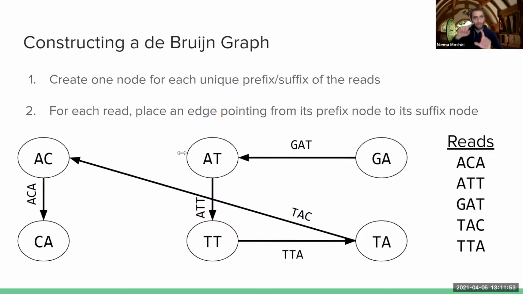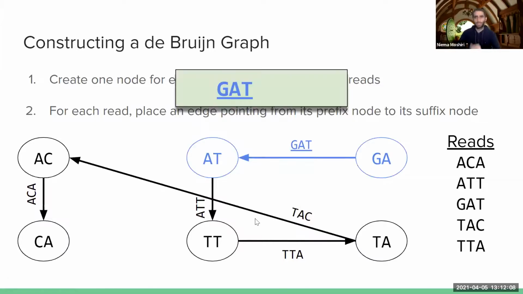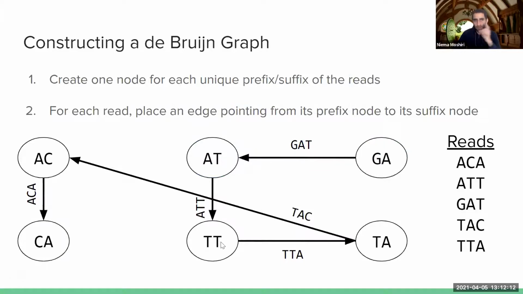Okay, so someone put in the chat, make sure to set it to all panelists and attendees if you want to post so that everyone can see. But someone posted in the chat, GA, AT, TT, TA, AC, CA. Excellent. So let's work through this. So precisely, there is indeed one path that visits every single edge exactly once.